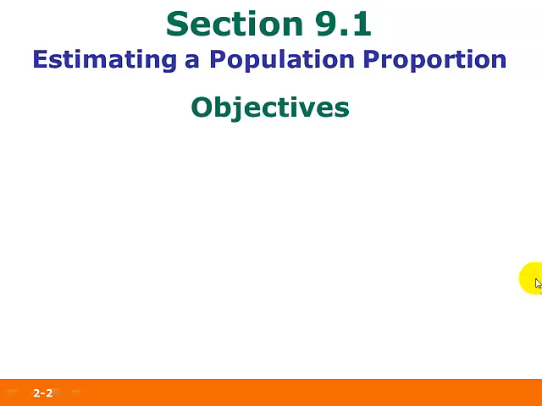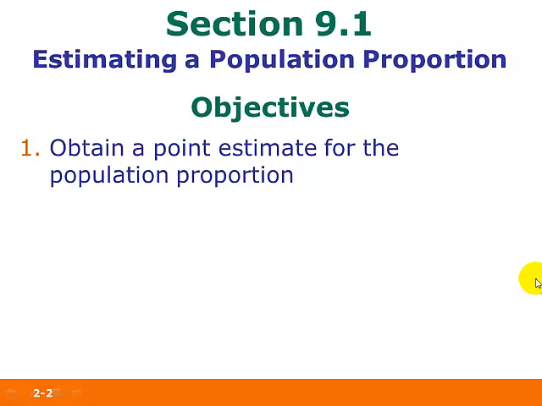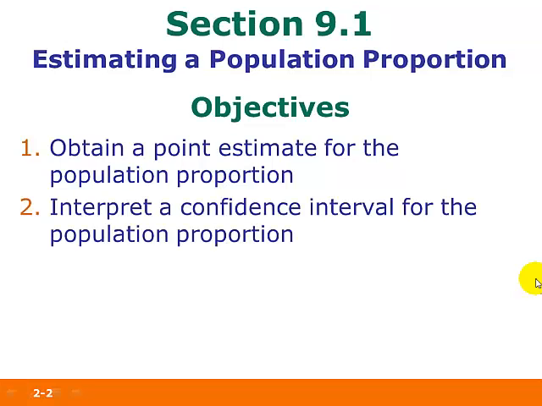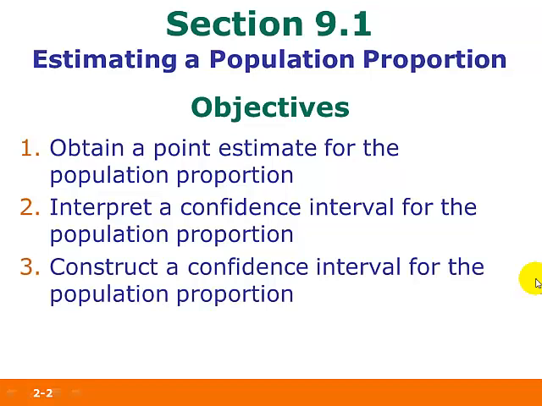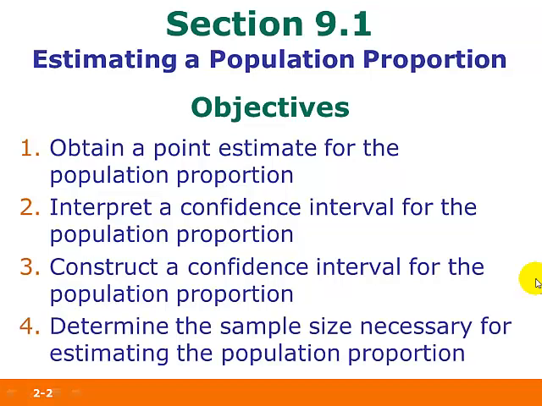The objectives in this section are: 1. Obtain a point estimate for the population proportion. 2. Interpret a confidence interval for the population proportion. 3. Construct a confidence interval for the population proportion. And 4. Determine the sample size necessary for estimating the population proportion.